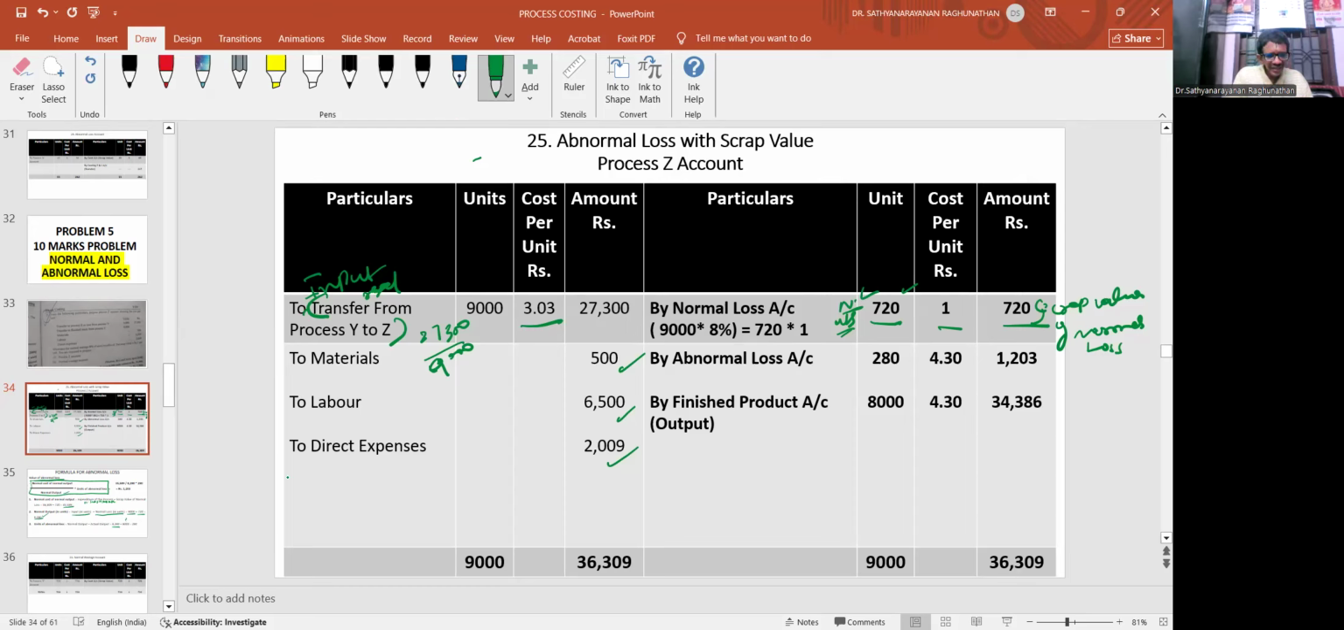After the overhead comes abnormal gain. If the problem is based on abnormal gain, the last information here will be the abnormal gain. So coming to the credit side, first one will be normal loss, second one abnormal loss, third one finished product. We have completed normal loss already. Now we are going to calculate the abnormal loss.